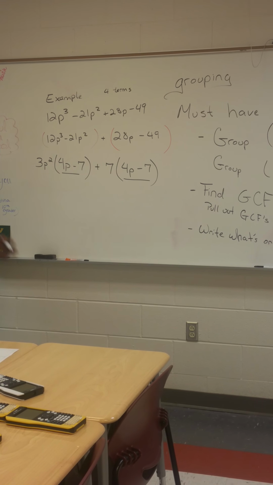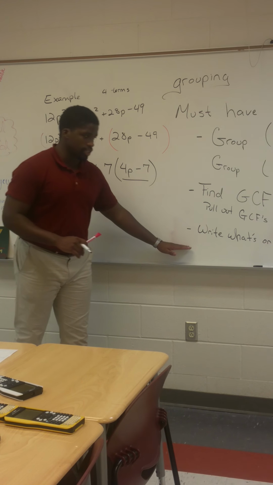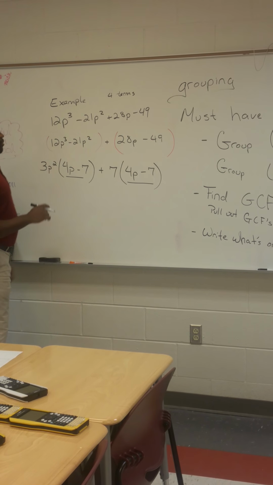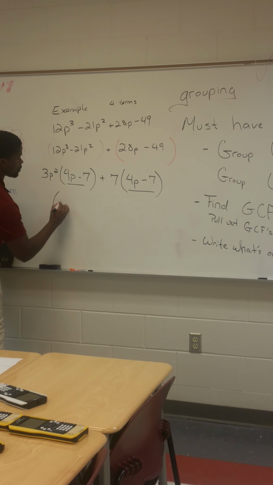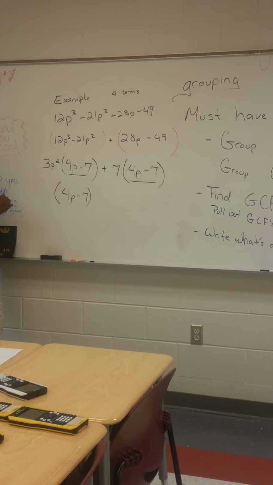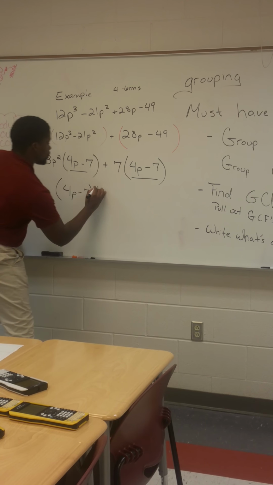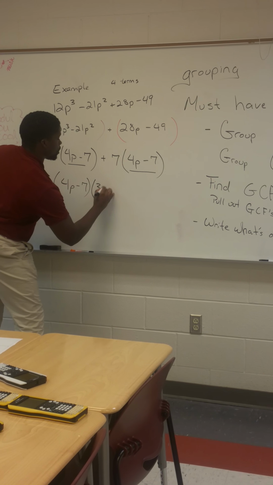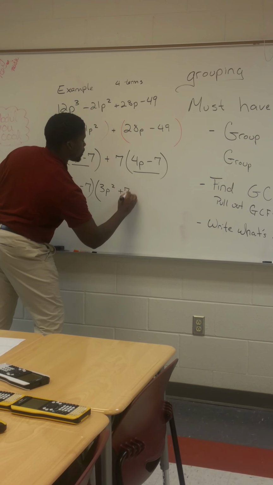So we get to our final step of writing what's on the inside and writing what's on the outside. So we have the inside, which is 4p minus 7. And then the outside, which is 3p squared plus 7.